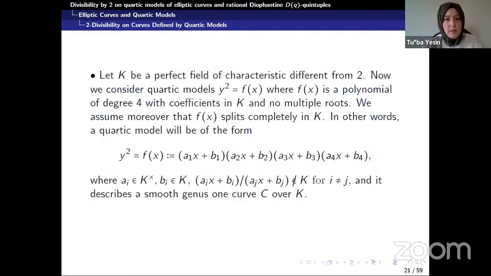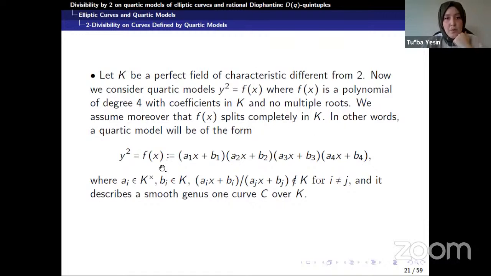Okay, now we can summarize what we have until now. Let K be a perfect field, characteristic different than 2. Now we can consider this quartic model, y squared equal to f of x, where f of x is a polynomial of degree 4 with coefficients in K and no multiple roots. So up to now, we know that the discriminant is non-zero and we can find the rational point. This is actually an elliptic curve, a genus 1 curve. And also we can assume that this f of x splits completely in K.